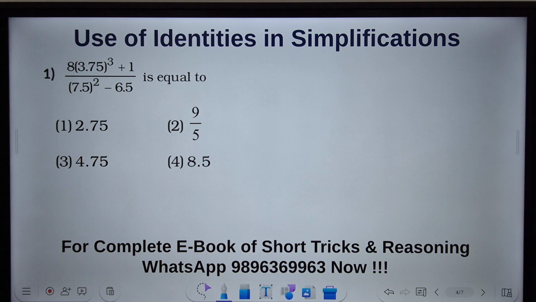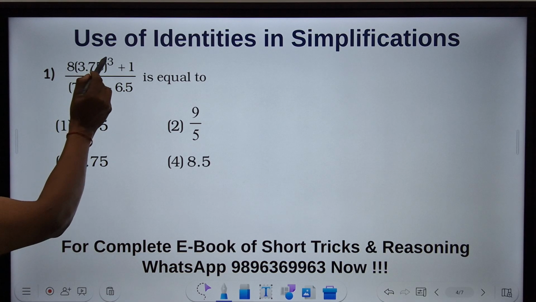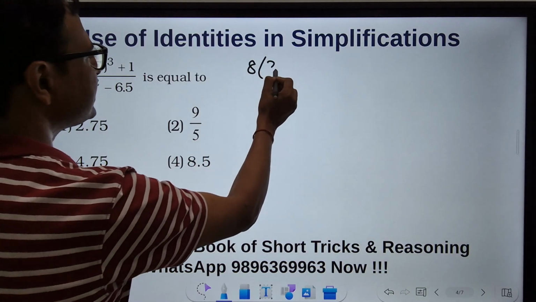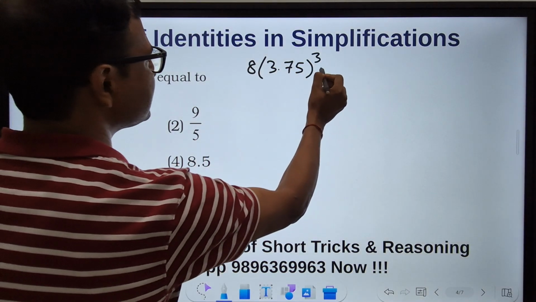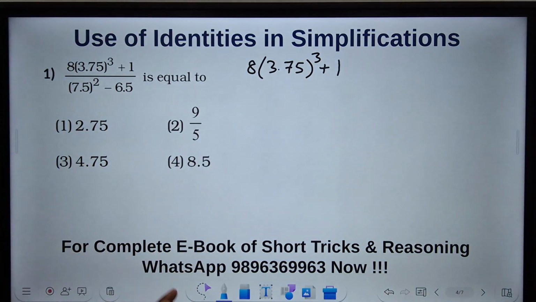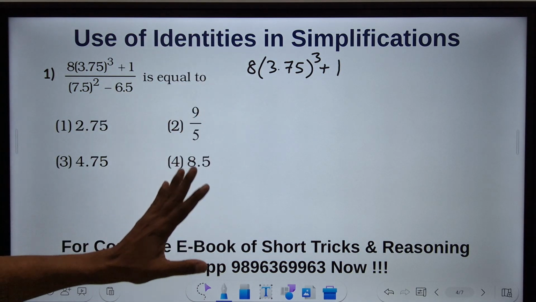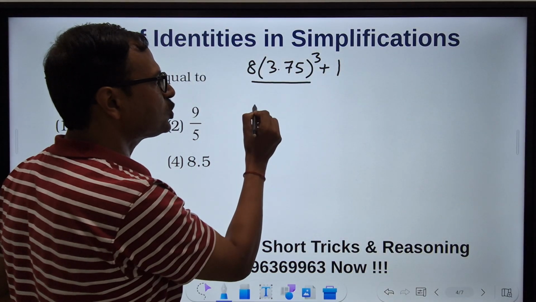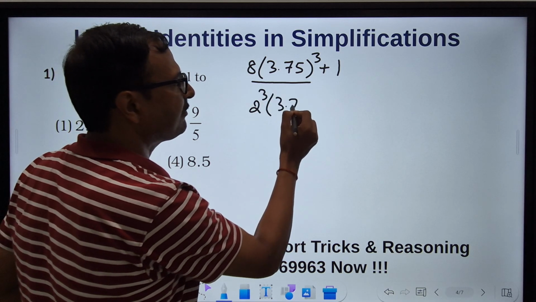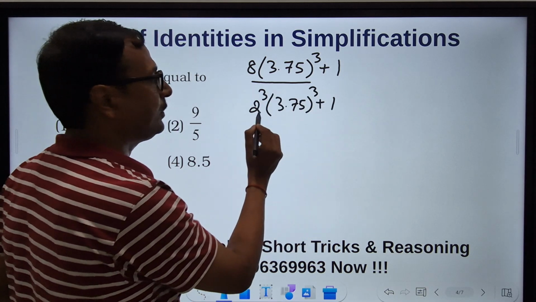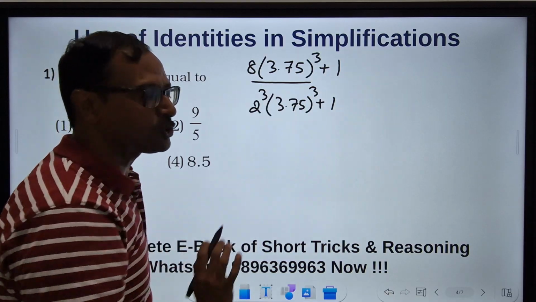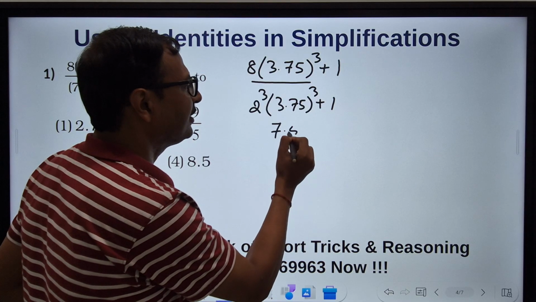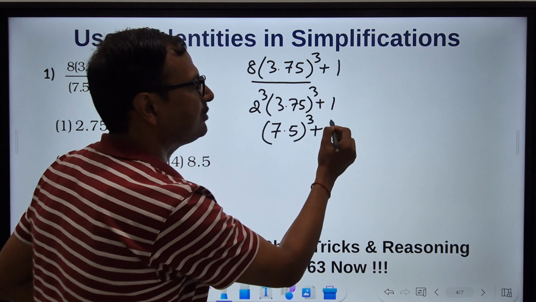I think the answer lies in the cube here. 8 is also a cube, right? So 8 times 3.75 cube plus 1. This is the numerator. So I am just worried about the numerator as of now. I will check what happens to the denominator later on. Okay. So this complete thing is 8, which is 2 cube, and 3.75 cube plus 1. Now because 2 is also a cube and 3.75 is also a cube, I can multiply the bases. So 2 times 3.75 is 7.5 with a cube, and then we have a 1 which is 1 cube.